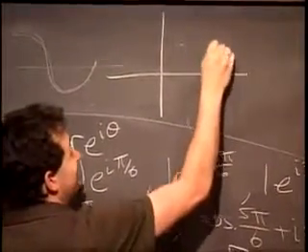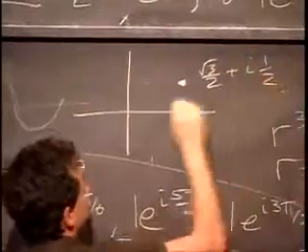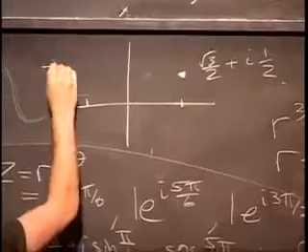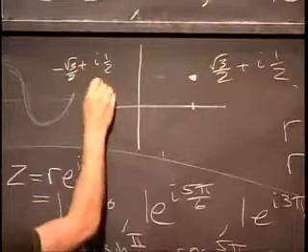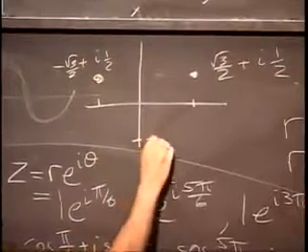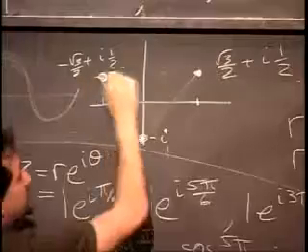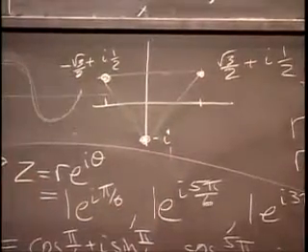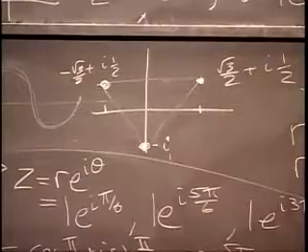And if I plot these on a diagram over here, root 3 over 2 plus i times a half is here. Minus root 3 over 2 plus i times a half is here. And minus i is down here. And sure enough, it's an equilateral triangle. Actually, minus i, we almost should have guessed. That's a cube root of i.